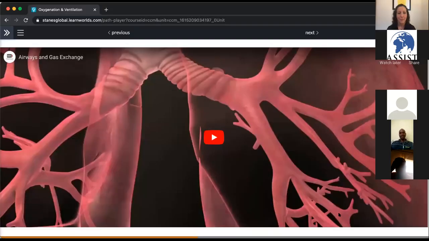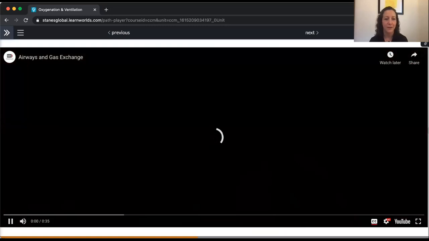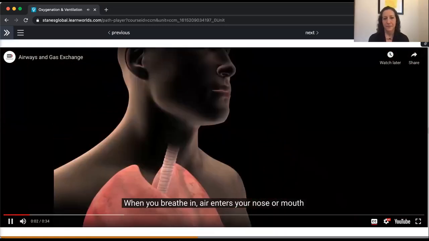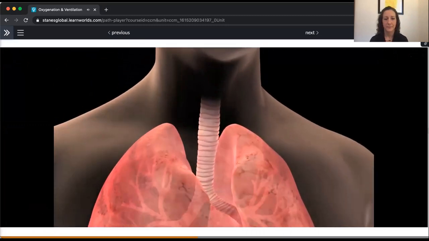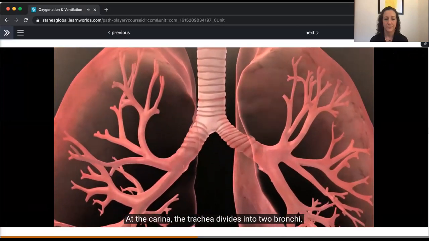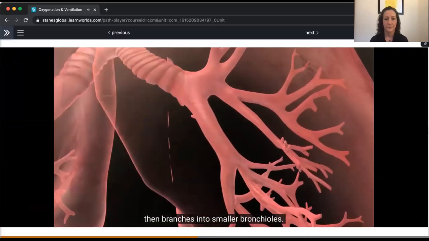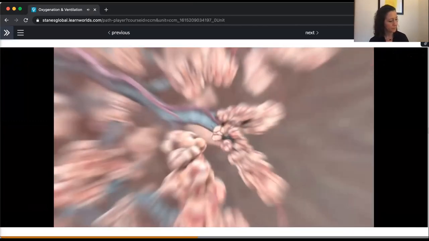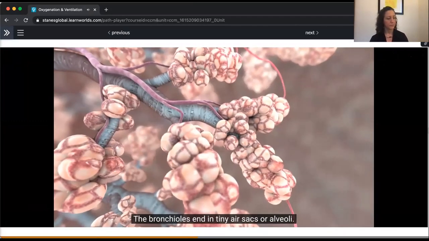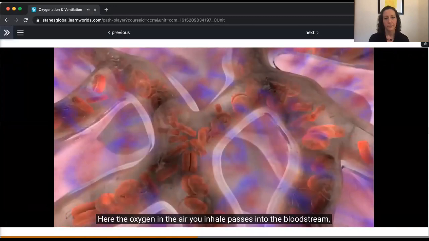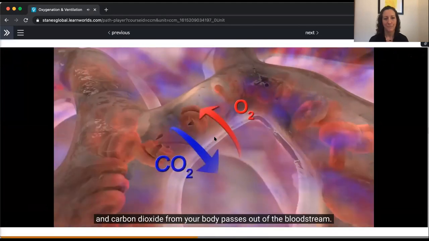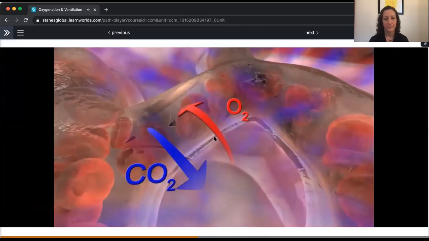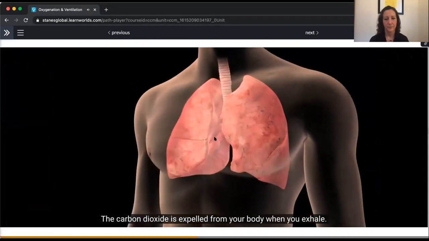So, okay, let's go back and watch this video and breathe with the video. When you breathe in, air enters your nose or mouth and passes into your trachea or windpipe. At the carina, the trachea divides into two bronchi, then branches into smaller bronchioles. The bronchioles end in tiny air sacs, or alveoli. Here, the oxygen in the air you inhale passes into the bloodstream, and carbon dioxide from your body passes out of the bloodstream. The carbon dioxide is expelled from your body when you exhale.